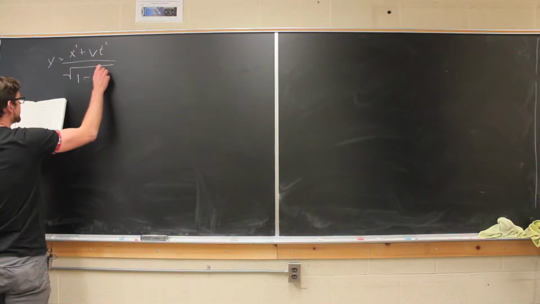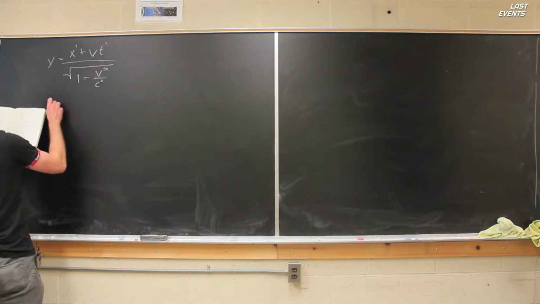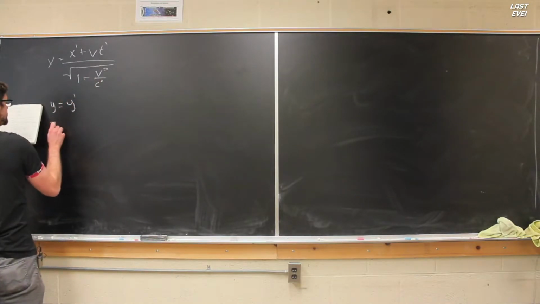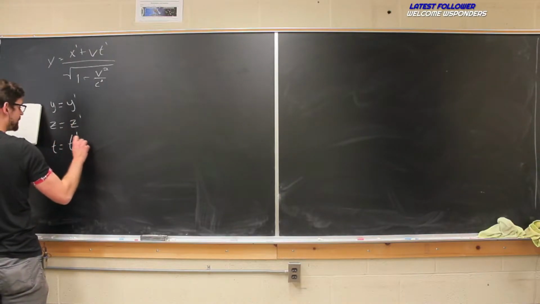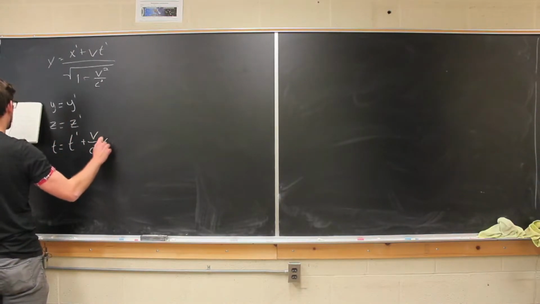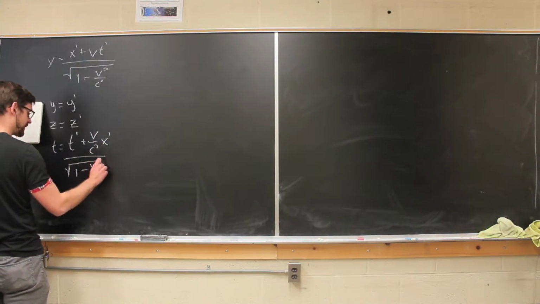Of course, maybe you weren't here last week or haven't been following along and would like me to explain these a little bit. That's not a problem at all. Z prime, and then t is equal to t prime plus v over c squared x prime divided by the square root of 1 minus v squared over c squared.